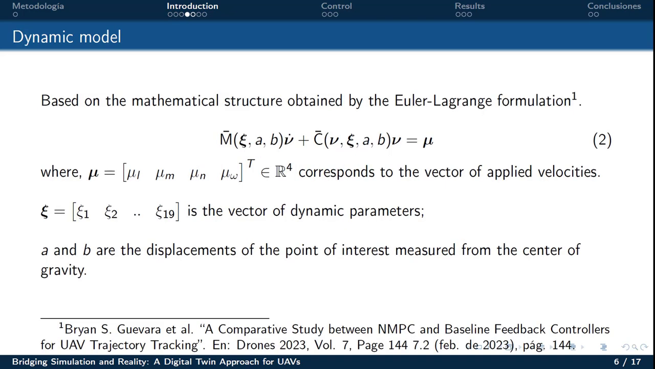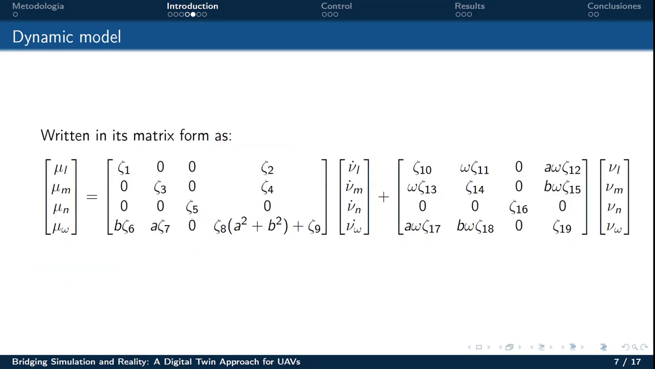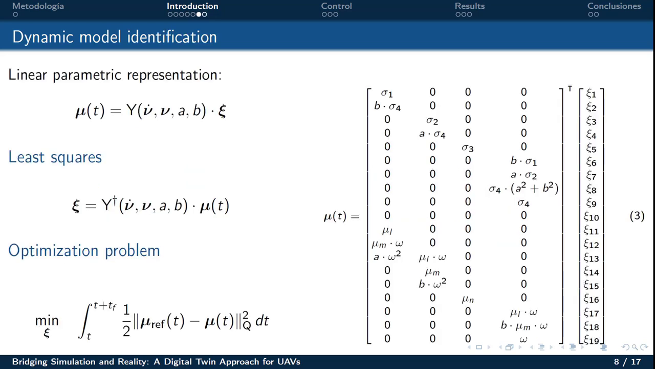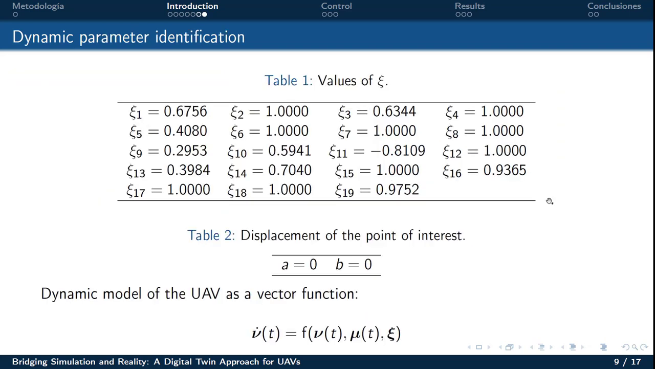The dynamic model captures the UAV's velocity changes, considering factors such as inertia. To ensure accuracy, we calibrated the model with experimental data, making the simulations closely reflect real-world behavior.